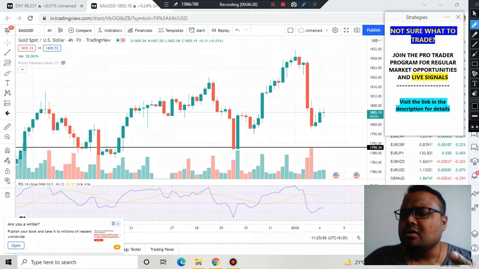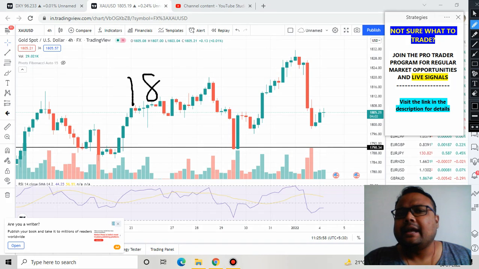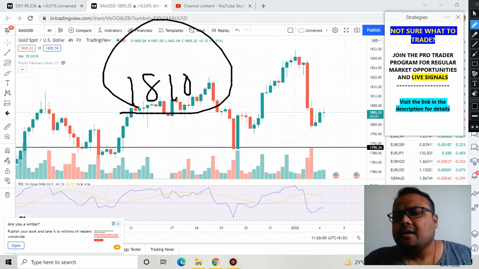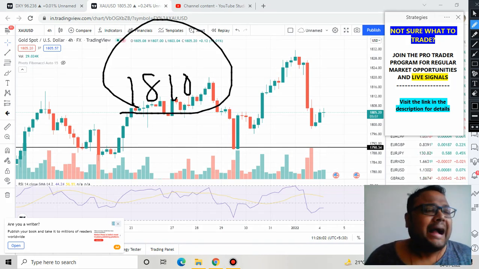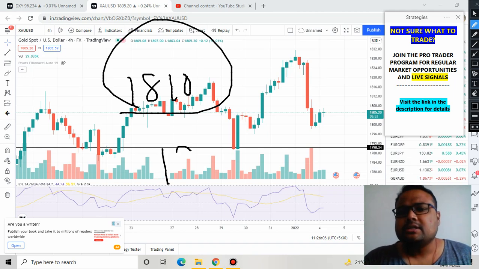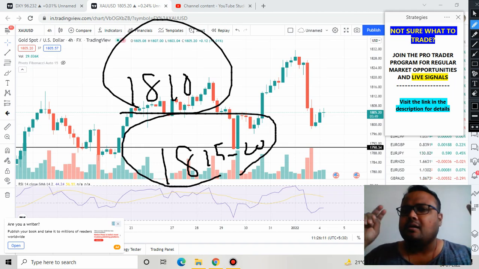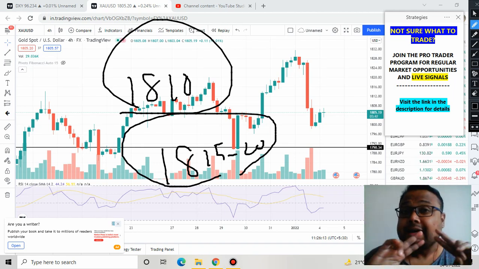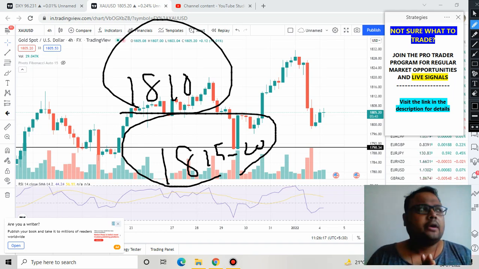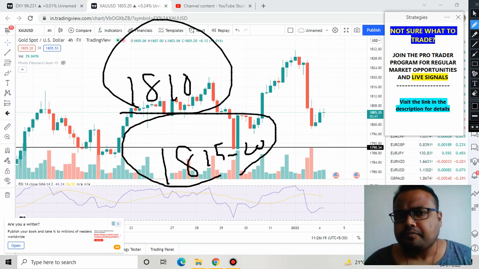Yes, if gold starts going up, then 1810 may try to act as a minor resistance, but we do not have any proper resistance. The previous resistance of 1815 to 1820 may act as resistance, but are we sure? No, we do not have any clarity about the picture right now. So let's wait and watch in which direction the gold moves.